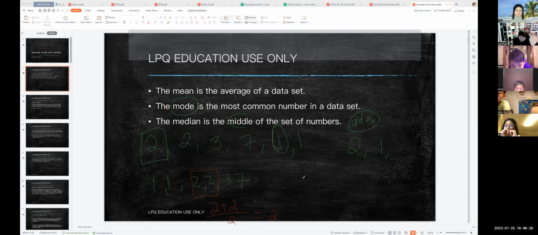But for instance, if I give you a set of numbers, 1, 2, 3, 4, 5, 6. For these numbers, Ava, can you tell me what is the median?